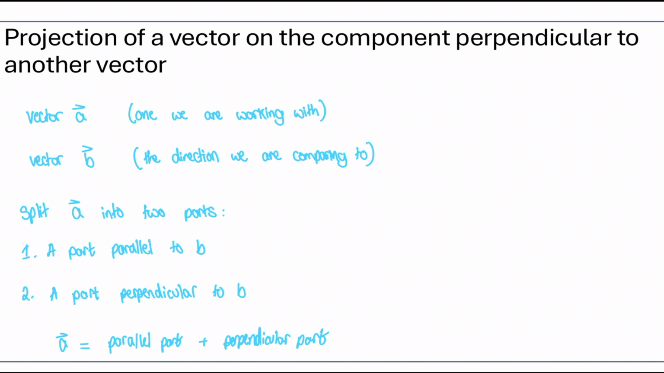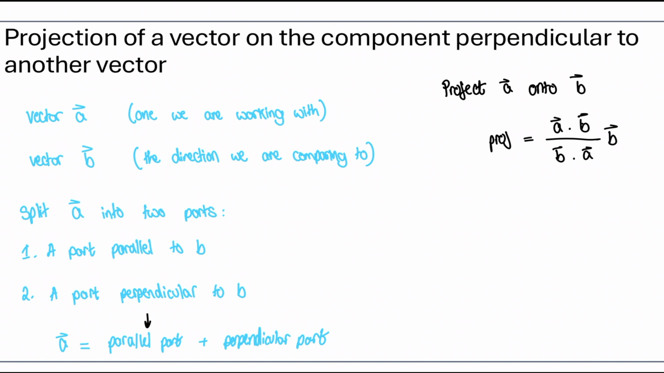Now, to work out this parallel component, we need to project A onto B. In order to do that, we get the vector A dotted with the vector B, all over the vector B dotted with the vector A, multiplied by the vector B. And this gives us the parallel component.